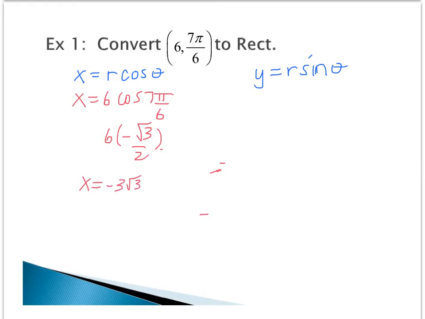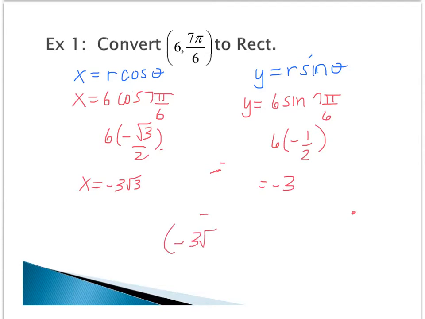Then if we go over here and work on the y side, we get that y is equal to 6 sine of 7 pi over 6. And we can find out that our y value is equal to negative 3. Together, this gives us our ordered pair of negative 3 root 3, comma, negative 3.